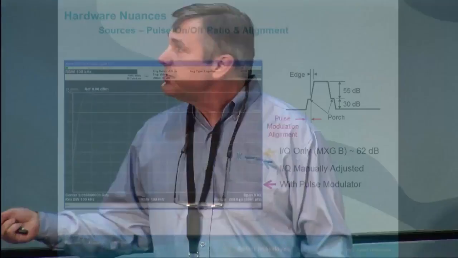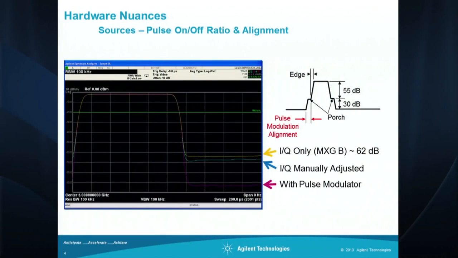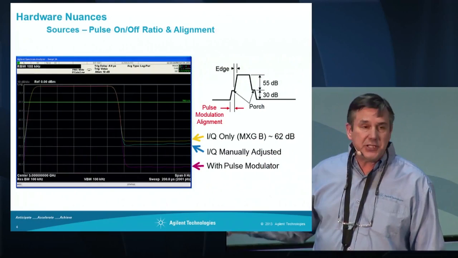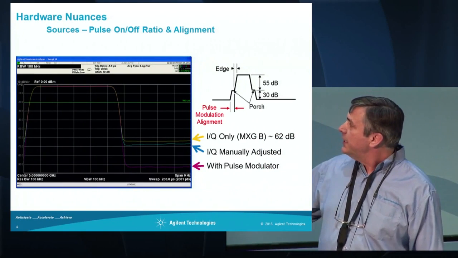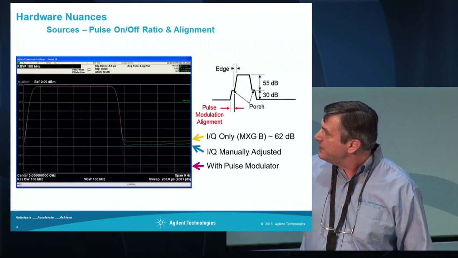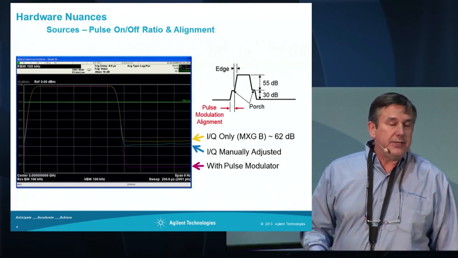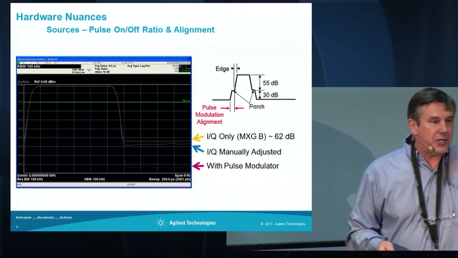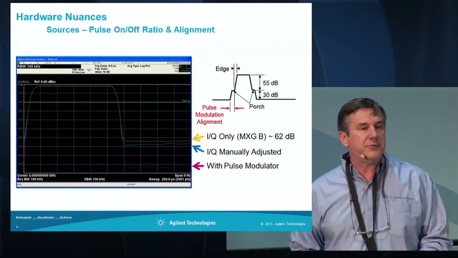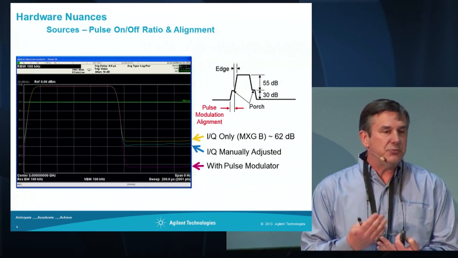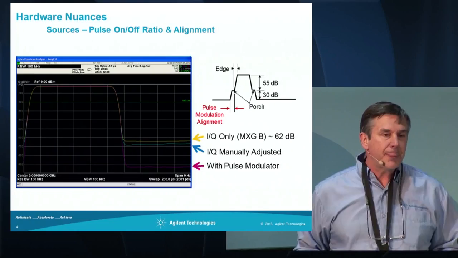You can't hardly see this, so I'll try to trace that. You can see that if I'm using just an IQ only signal, I get about 60 to 70 dB of dynamic range. If I overlay the pulse modulator, I get about 80, 85, even 90 dB of dynamic range. So that's why we have to do that. We need to use both modulators in tandem in order to generate a realistic signal.